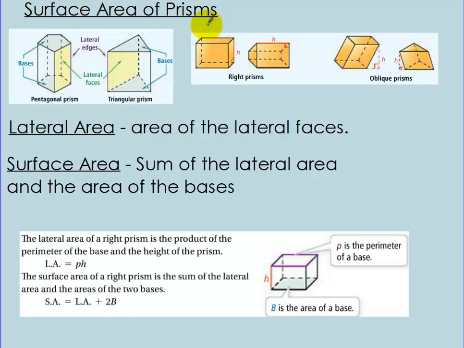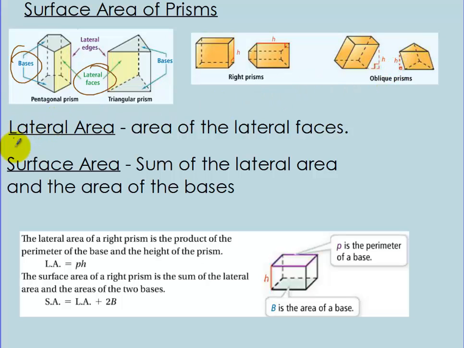So, surface area of prisms. Here are some examples of a prism. Some vocabulary words I think you need to know, or figure out: what the lateral faces are and what the bases are. You need to understand the difference between a right prism and an oblique prism, and how to find the height of each of those.